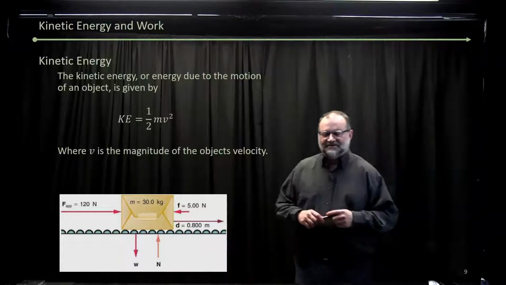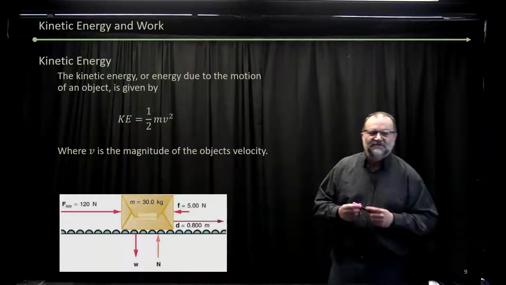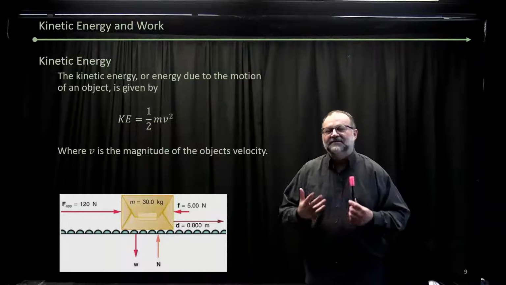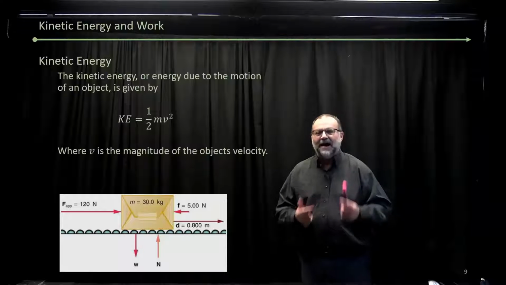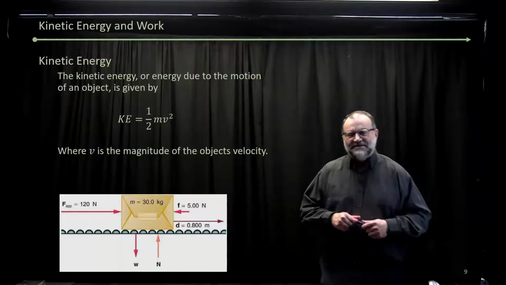Kinetic energy, as I said before, is the energy of motion. And here we get to the definition of kinetic energy. Kinetic energy of an object is 1/2 times its mass times the velocity squared, where v is just here the magnitude of the velocity. Energy is, again, a scalar.